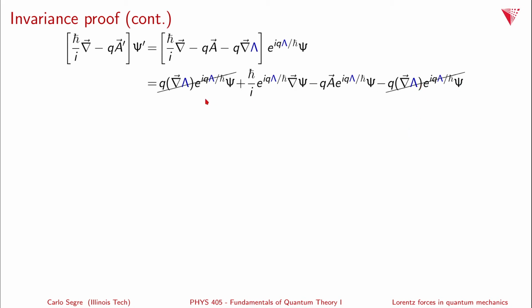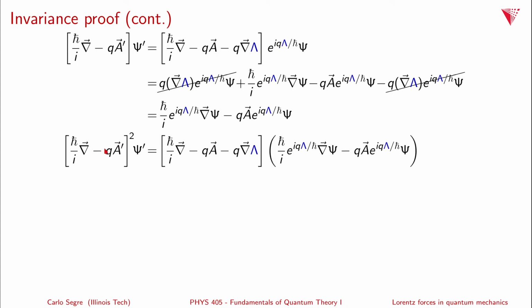The first and the last term are exactly the same, and they cancel because of the minus sign. We're left then with two terms. h bar over i e to the i q lambda over h bar gradient of psi minus qA e to the i q lambda over h bar psi. So that's this term applied to psi prime.